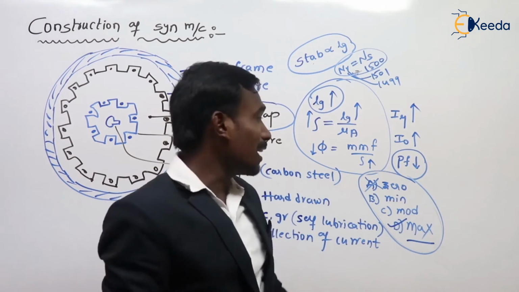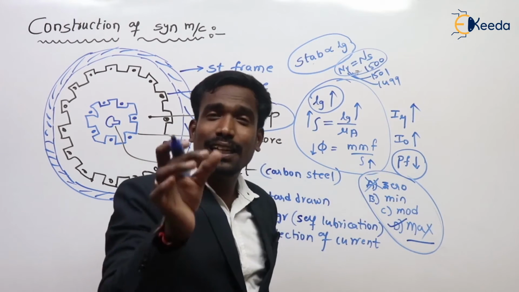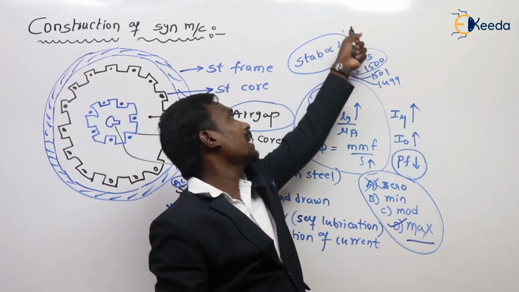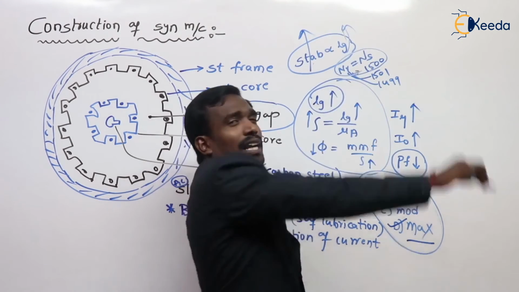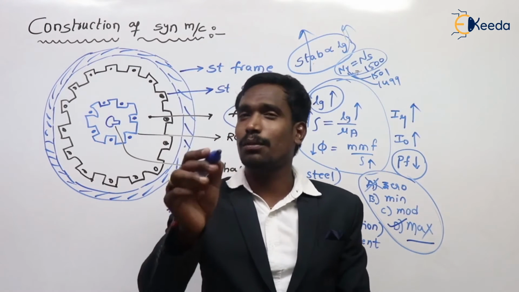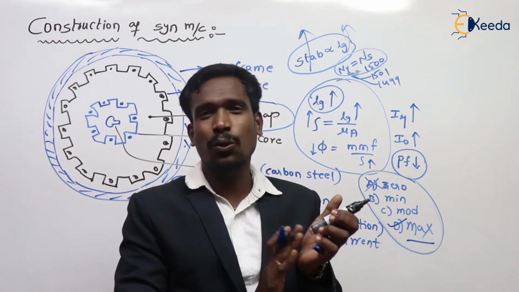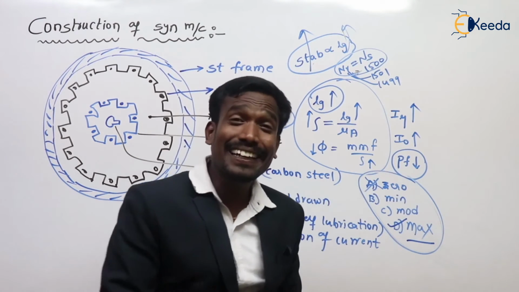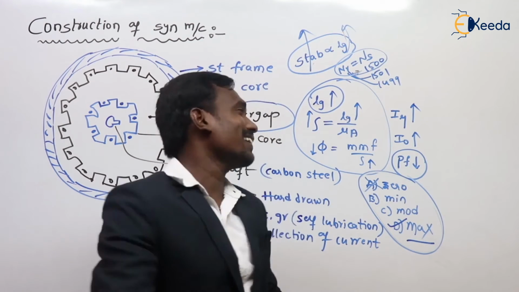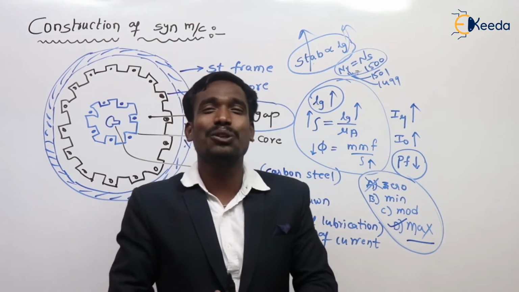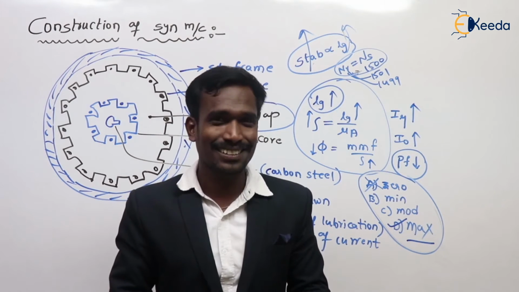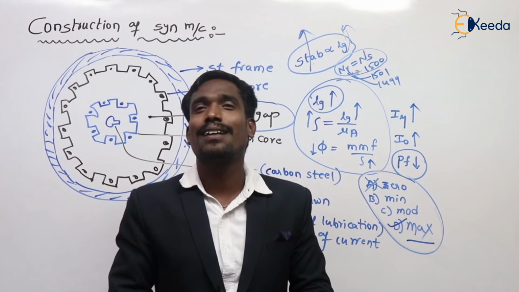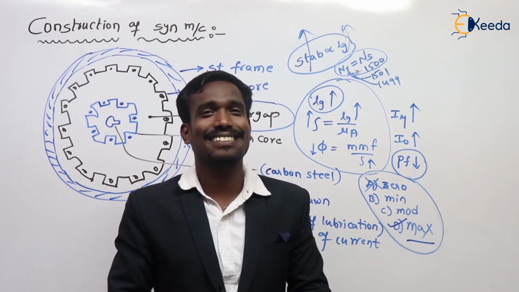So tell me, which of the following is the better option for a synchronous machine? Maximum air gap. Maximum air gap gives us maximum stability. So we should maintain the maximum air gap. Sir, very good, sir. Good explanation. But you are forgetting that if the air gap length is maximum, the power factor is minimum. Then what explanation will you give for this? Yeah, sir. If the air gap length increases, ultimately the power factor decreases.